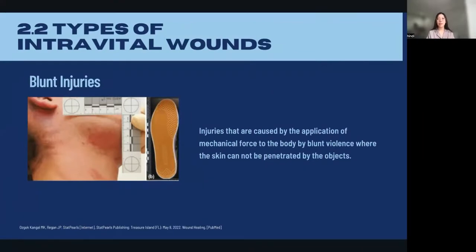Today we'll be talking about the types of intravital wounds. The first one is blunt injuries, injuries that are caused by the applications of mechanical force to the body by blunt violence, where the skin cannot be penetrated by the objects.